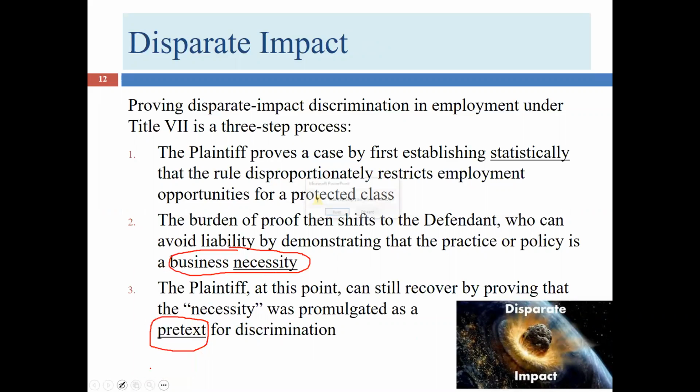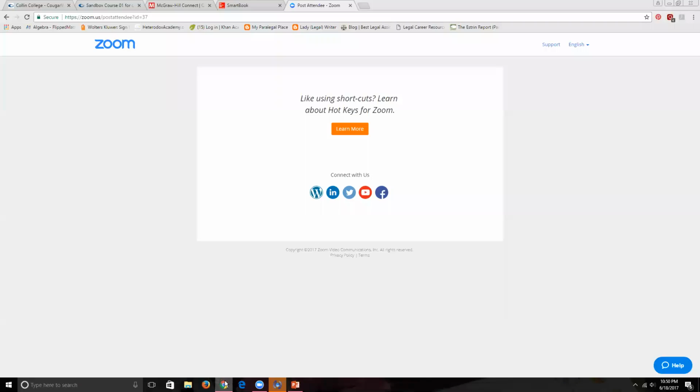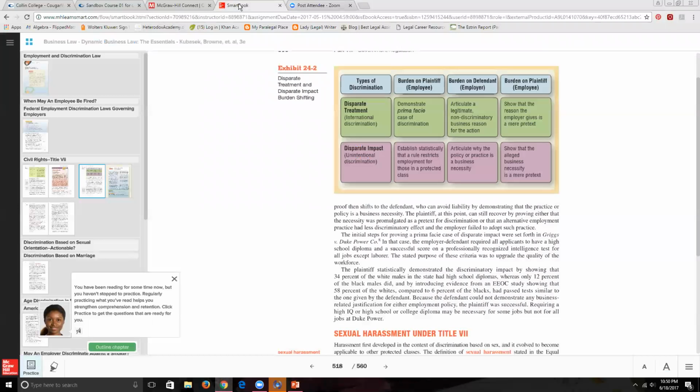Let's look at something from the textbook here. We are on page 518. There's this little table. And you can see we have disparate impact. This should be intentional discrimination, not international discrimination. And then disparate impact down here is unintentional discrimination.